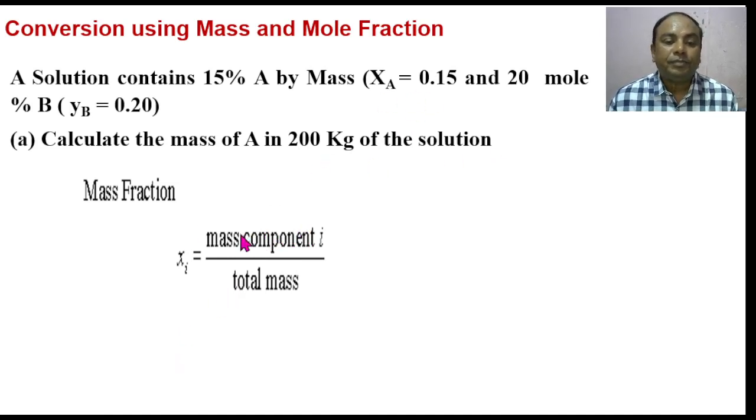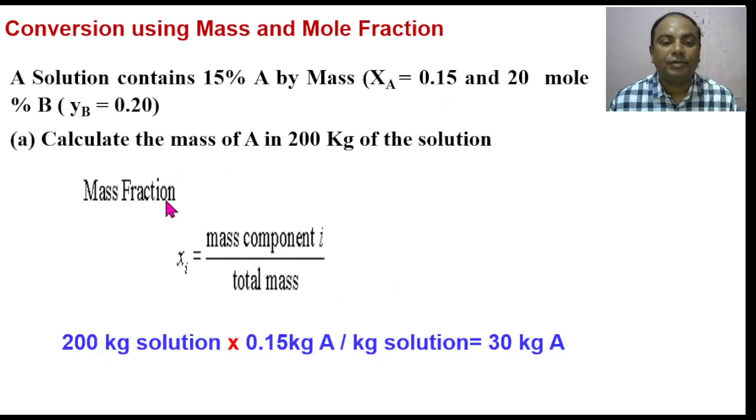So here XA, that is mass fraction, is given as 0.15, the mass of component is to be found, and total mass is 200 kg. Put this in the equation, 200 kg and mass fraction as 0.15, and just cross multiply. What you get is the mass of component A, which comes out to be 30 kg. Here, 200 kg of total mass multiplied by mass fraction 0.15 kg of A per kg of solution.